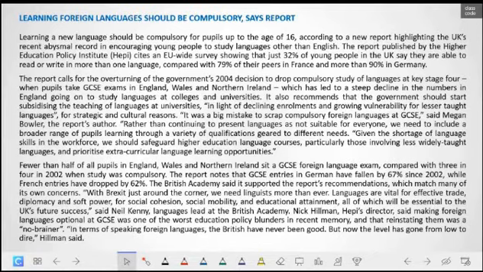All right, we have Muhammad Ala Fathi. The overturning of the government's 2004 decision to drop compulsory study of languages at Key Stage 4 when people take GCSE exams in England, Wales, and Northern England. Thank you, Muhammad Ala. And we have Ali Mukhtar Mansour.